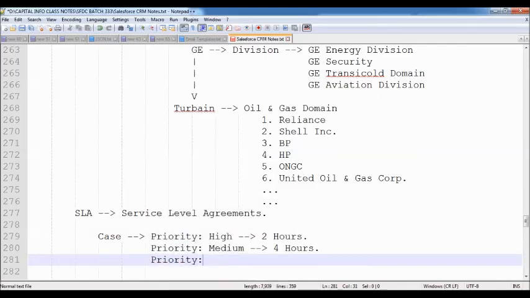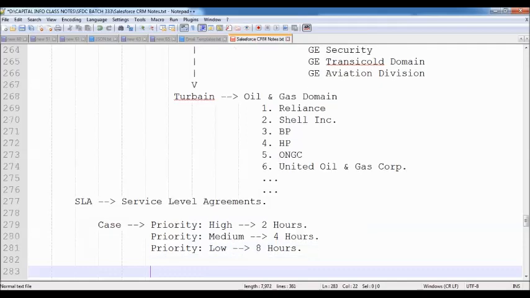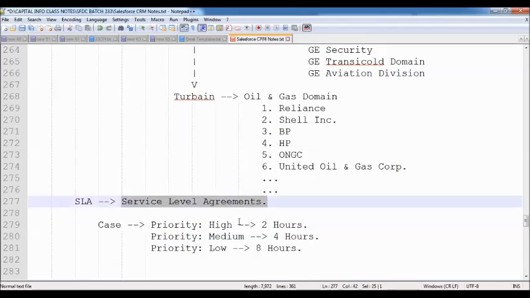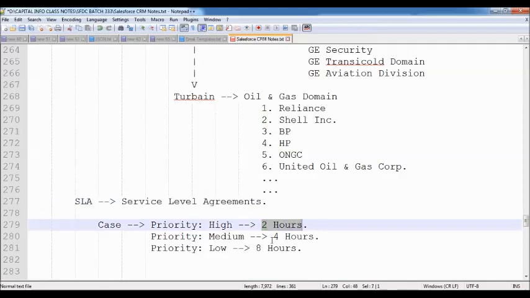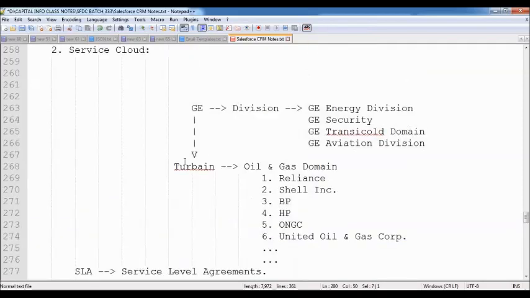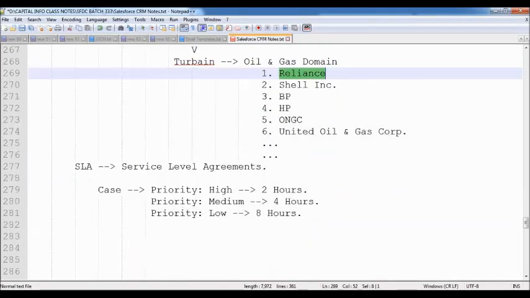Suppose a small feature is not working, then I'm giving the priority as low. If it is a low priority issue, I'm giving 8 hours to you, so within 8 hours the GE people have to resolve those problems. That means inside this SLA document, they clearly mention these time periods. Whenever I'm facing a problem with this product, as a Reliance organization I will raise a complaint, and based on the seriousness, the severity of the issue, I will give the priority.